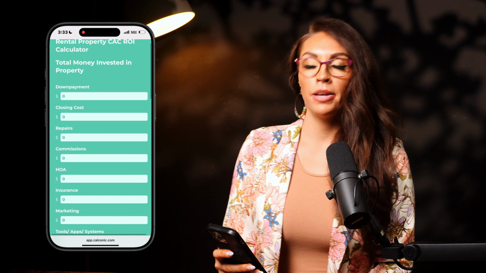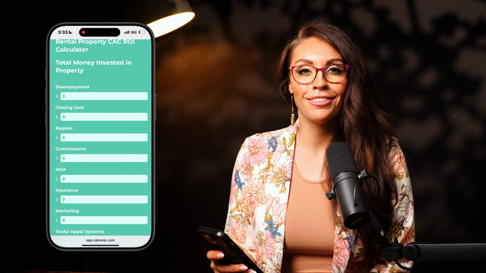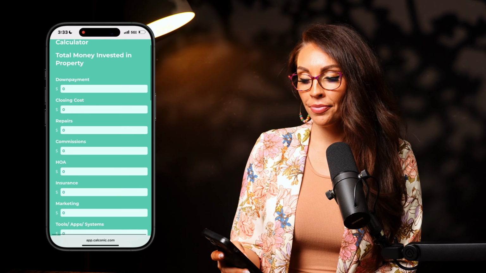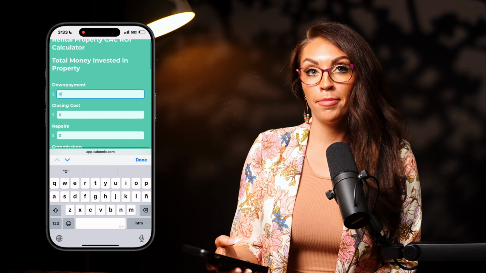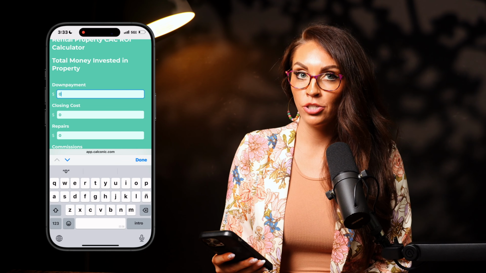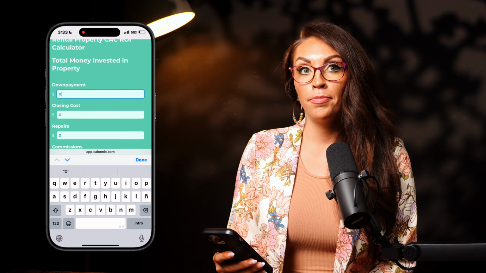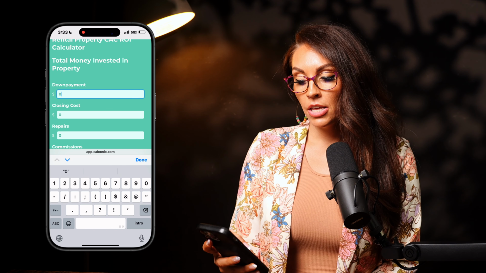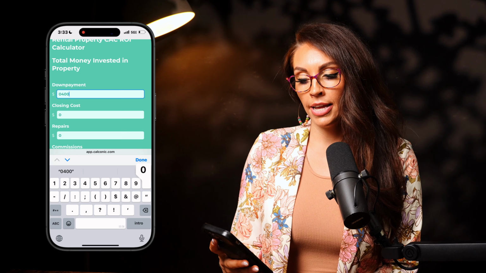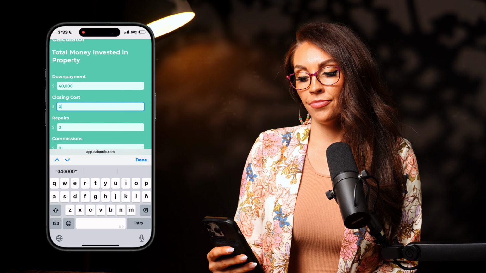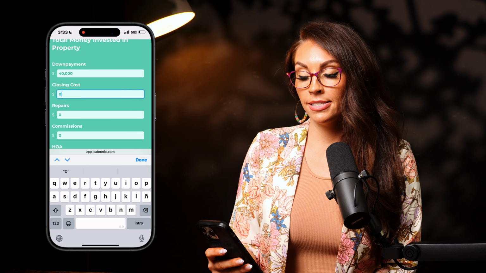Our very first spot, first we need to know our purchase price. So let's use a $200,000 Florida property as our example. A typical down payment is going to be 20% of the purchase price. So in this case, that would put us at $40,000. So let's input here $40,000. We're going to go down to closing costs next.